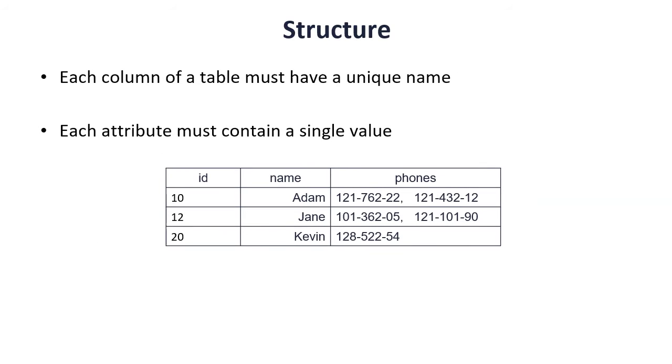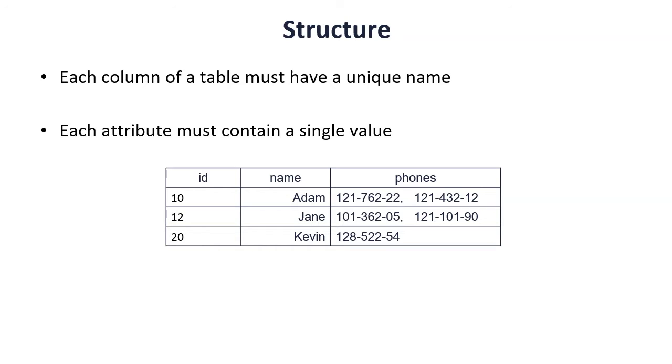And each column of a table must have a unique name. We can't have 2 columns with the same name in the same table. But across multiple tables, we may have the same name in 2 different tables. That is okay. And each attribute must contain a single value.